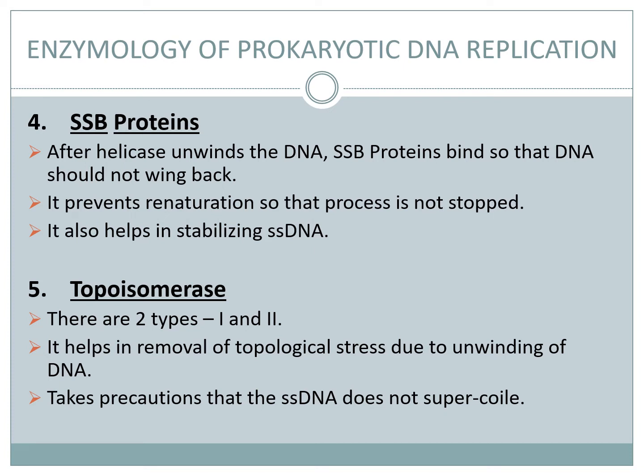The next one is the topoisomerase. There are 2 types, type 1 and 2. It helps in the removal of the topological stress due to unwinding of the DNA, and also it ensures that the ssDNA, which is the single-stranded DNA, will not supercoil.